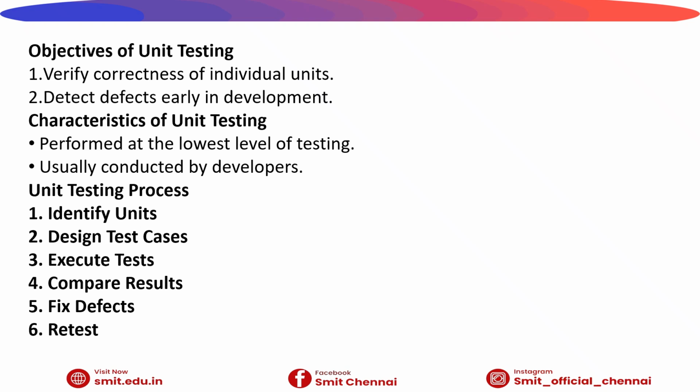Some of the unit testing process steps: it identifies the unit. In this, it first selects the class or function or module that is to be tested. For that module or class, it designs the test case. Then it executes the test case with all the valid input on an individual unit. Then it compares the actual result with the expected result. It fixes the error if any part of the code has an error. Again, it tests and fixes the errors.